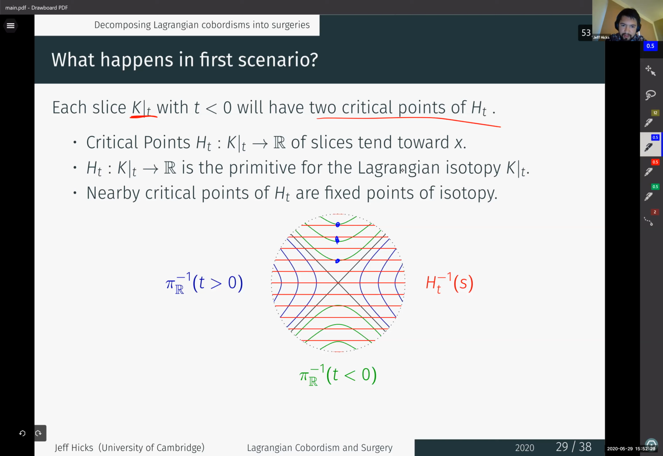This is just the place where the level set of HT is parallel to the level set of pi r. Right, so I guess here we're using the method of Lagrange multipliers or something. And we know that the critical points of HT are tending towards this point X.